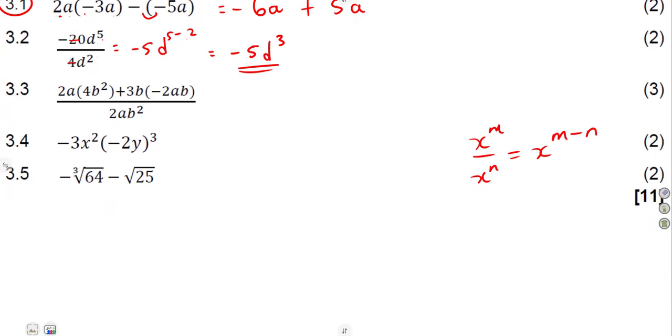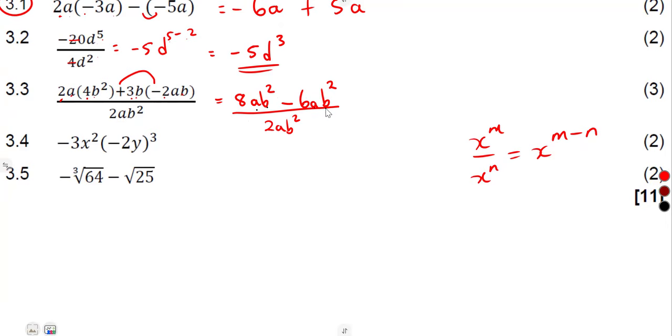Let us move on. In this case, we just needed to expand the brackets. 2 times 4, that's 8. A times b squared, that's ab squared. All right. Plus and a minus, that's a minus. 3 times 2, that's 6. A, b times b, that's going to be what? B squared. Everything over 2ab squared.